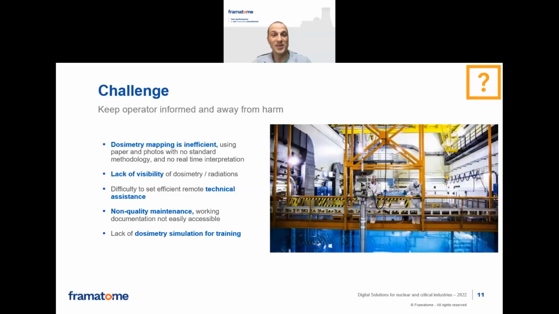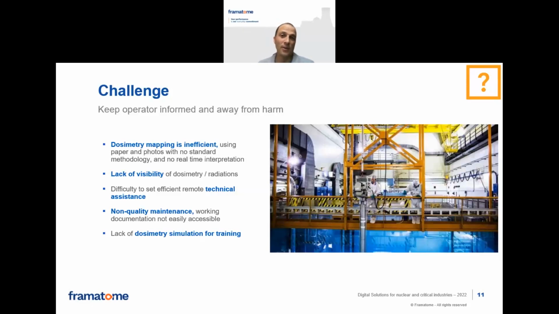The first one, dosimetry mapping is inefficient. Today, we request a team to come, take radiometric measurements, then they analyze them and then deliver the result. It takes a bit of time and there is no standard methodology. And what about when the conditions change on site? Here we go again: call, team comes, measures, interprets, and then gives you the result.